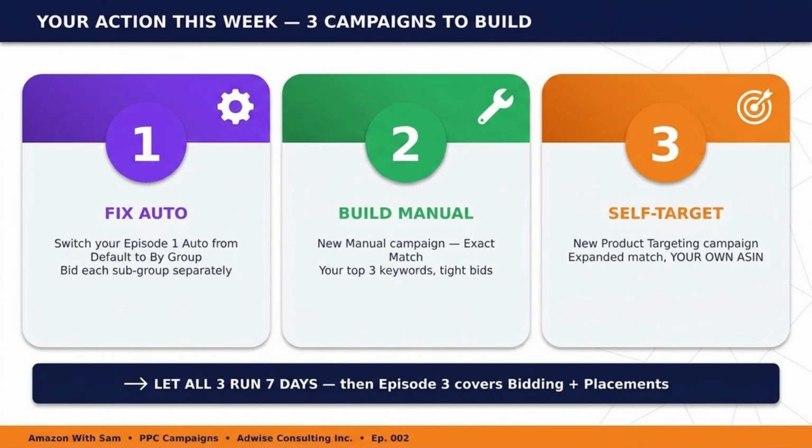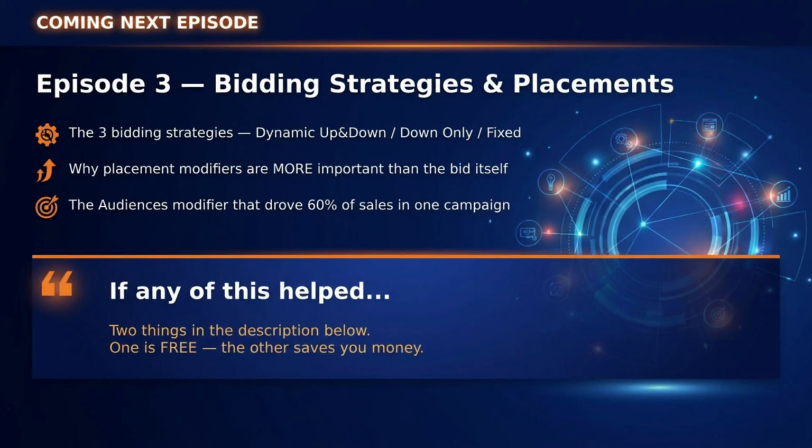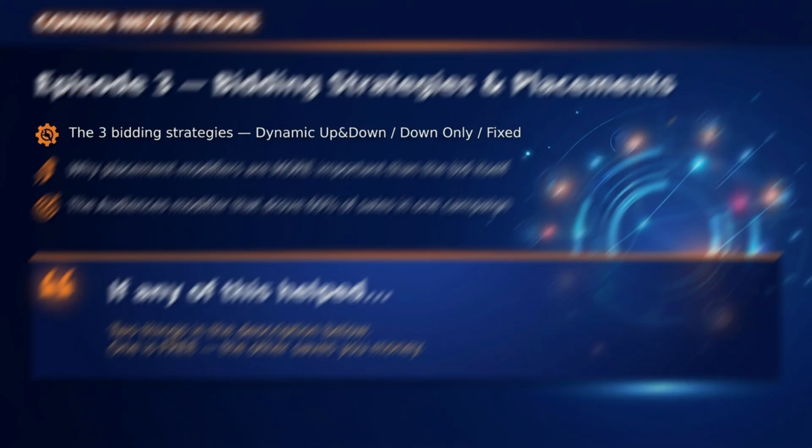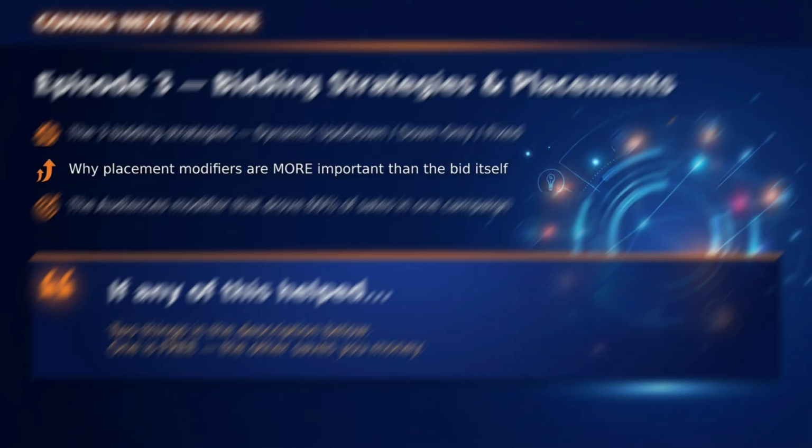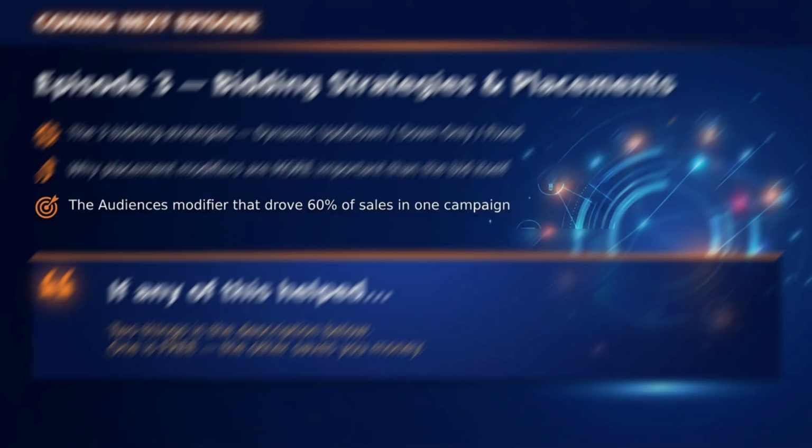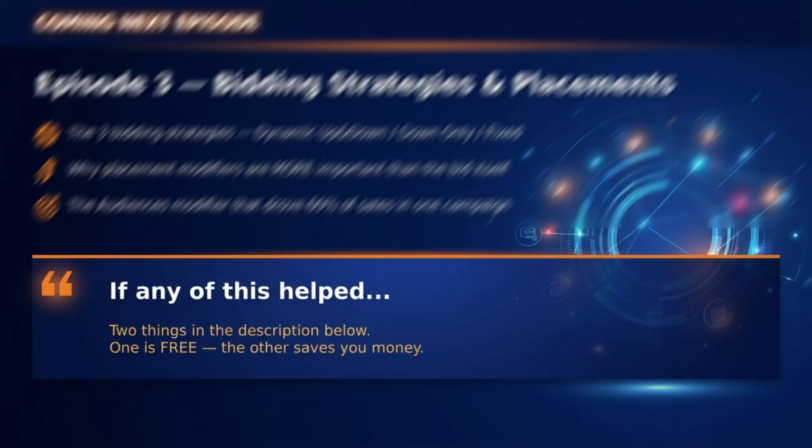Then in episode 3, we'll meet back here and I'll walk you through bidding strategies and placement modifiers. We're going inside the bidding mechanics. The 3 bidding strategies Amazon offers, dynamic up and down, down only, fixed, and exactly when to use each one. Placement modifiers, and I'm going to make the case that placements are more important than the bid itself, with real numbers, and we'll cover the audiences modifier, a setting that drove 60% of sales in one campaign I ran for a client. Subscribe so you don't miss it.